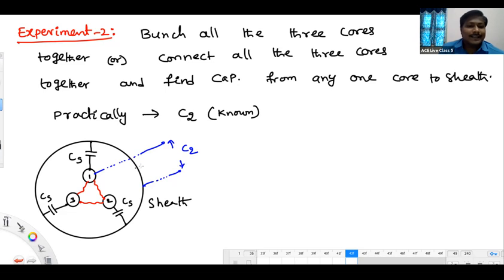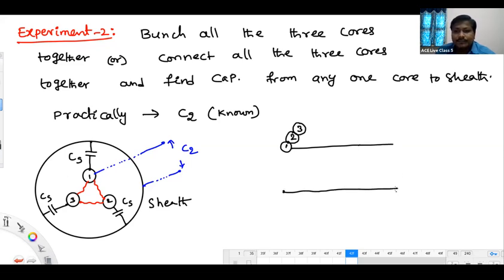So let's see here. Again we have 4 terminals: 1, 2, 3, and then the sheath. This is core 1. Core 2 is the same as core 1, and core 3 is the same as 1 and 2. 1, 2, 3 are the same, and this is the sheath.